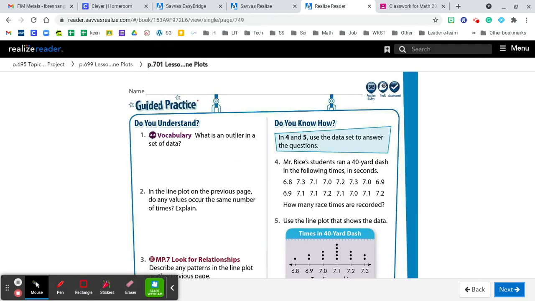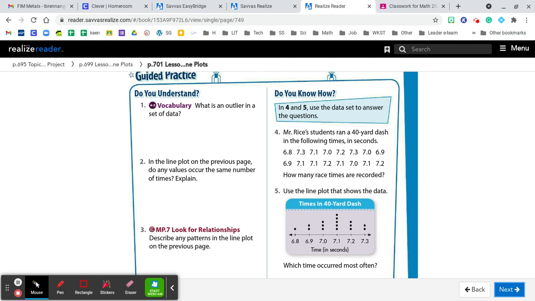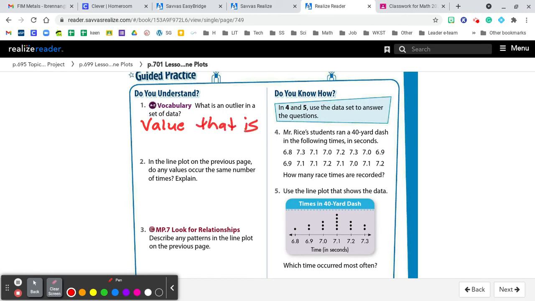There we go. On the next page, we have our guided practice. What is an outlier in a set of data? Remember, the outlier is the value that is very different. I'd say it's like way out, an outside value.